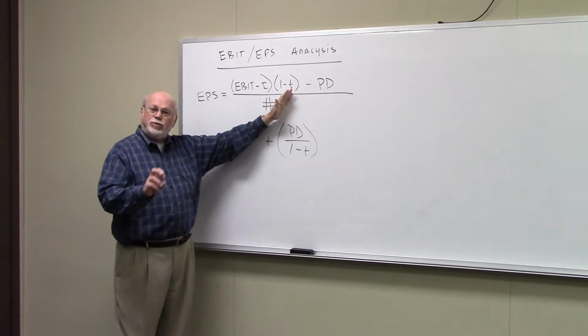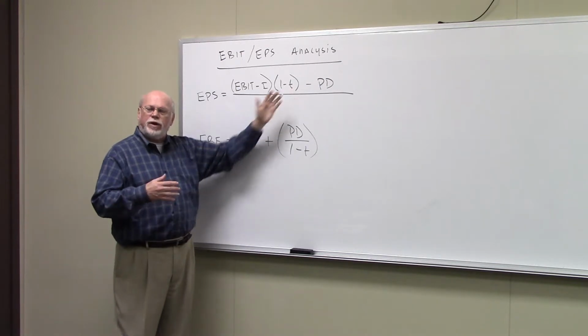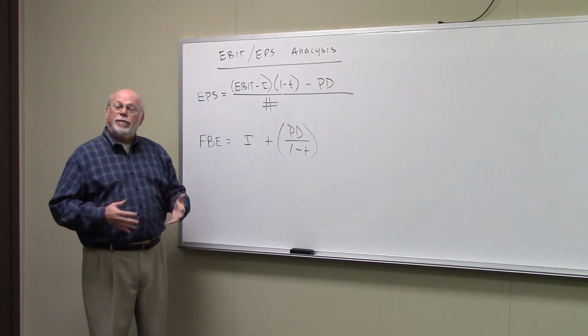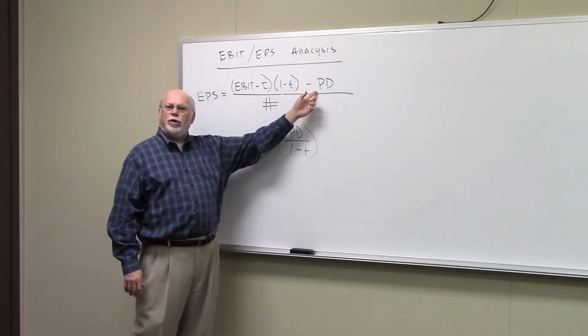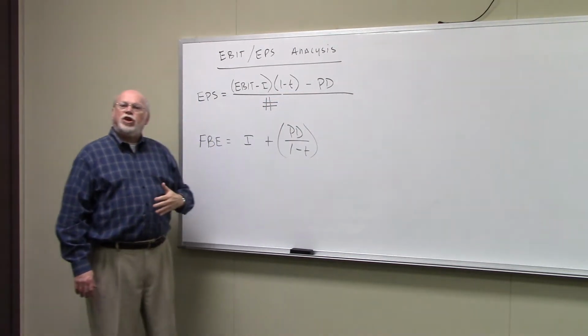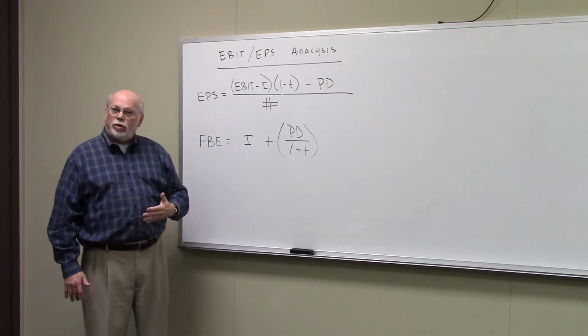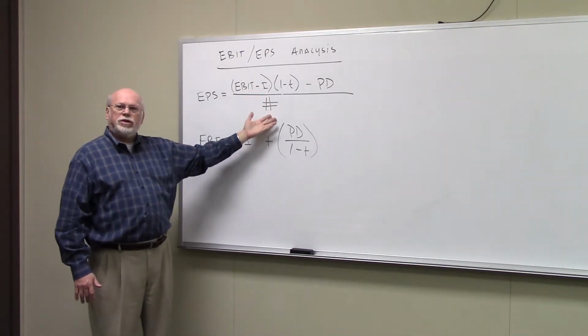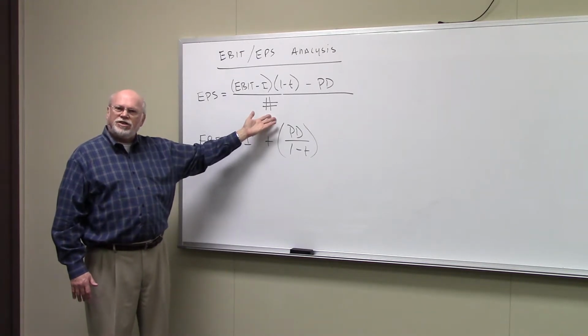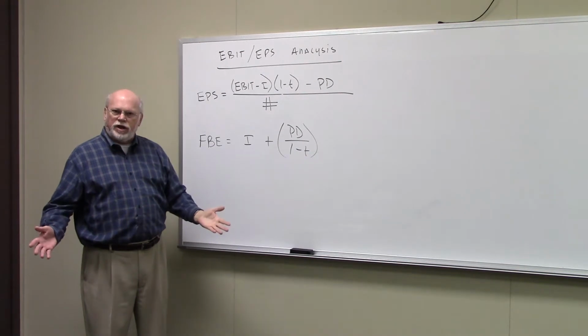Multiplied by the tax rate would tell you how much you pay the tax man. 1 minus the tax rate tells you how much you get to keep, how much your net income will be. If you subtract from net income your preferred dividends, that's going to be earnings available to the shareholders. And if you divide earnings available to the shareholders by the number of common shares outstanding, you get earnings per share.